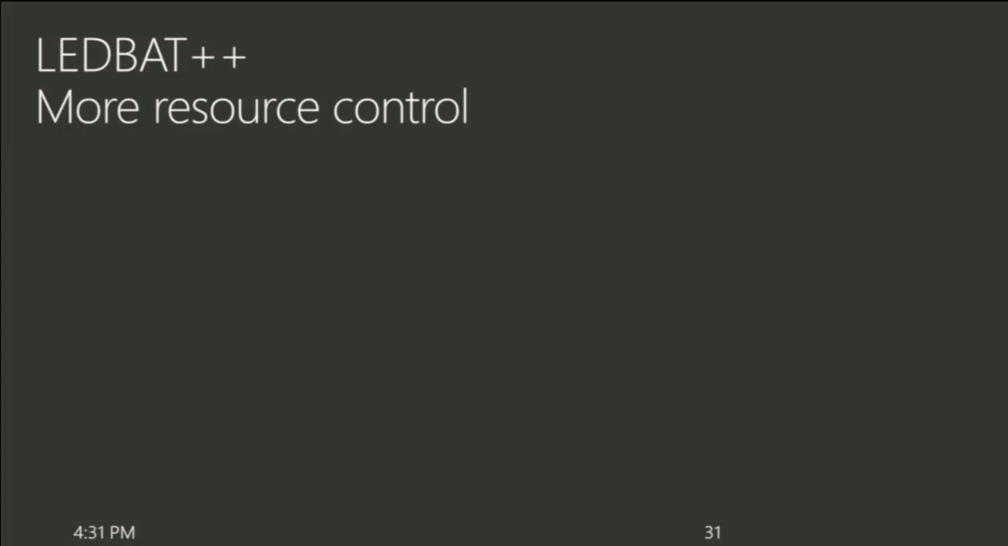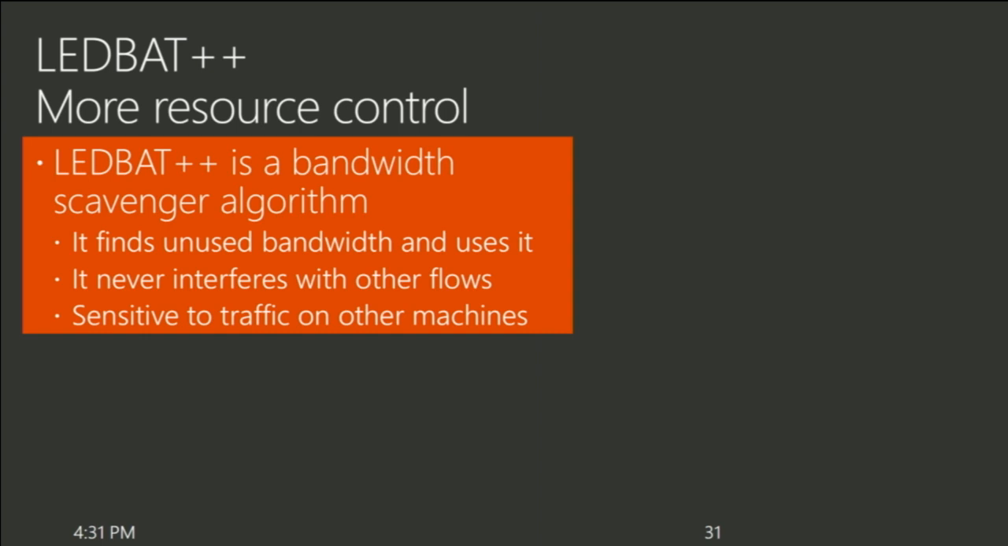Okay, let's start talking about the stuff for IT professionals. LEDBAT, one of my favorites. So LEDBAT is about resource control. This is a bandwidth scavenger algorithm, and what it does is it finds unused bandwidth in the network and uses it. LEDBAT is awesome. LEDBAT never interferes with other flows. LEDBAT is sensitive to traffic on other machines or anywhere on the network.